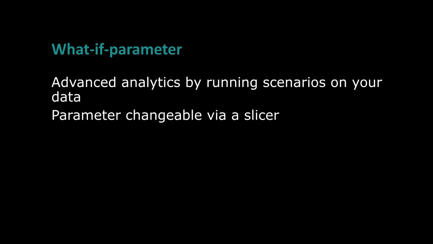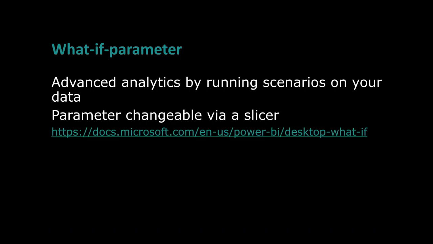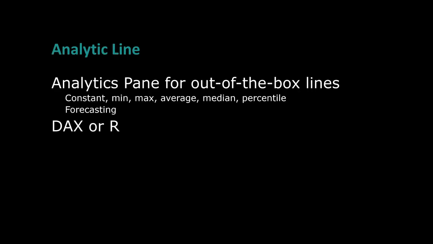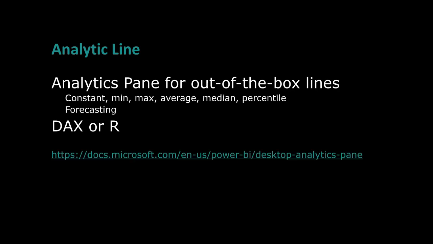The what-if parameter was the thing where we built the example with the elasticity. So if we lower the prices at a certain elasticity, how will this impact our sales? Will the sales be more or less? The analytic line we have seen on several things. One was the line chart to see the trend line, and we can also build the analytic line with DAX or R custom code if you want. It gives you more flexibility, but then you have to write and maintain code.